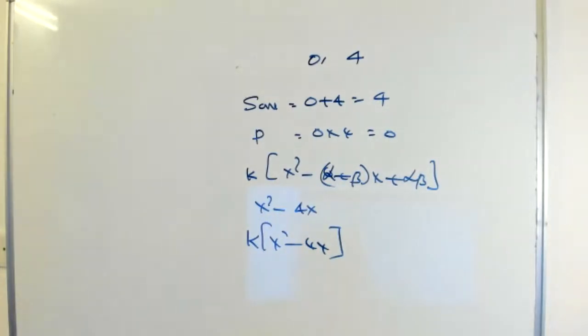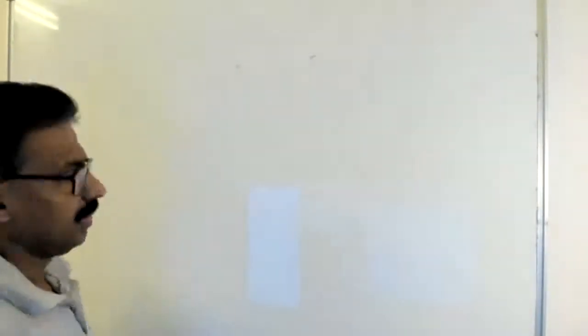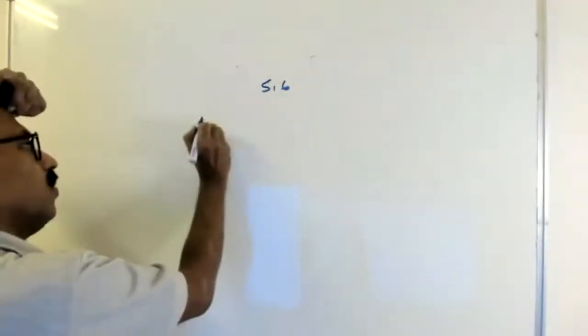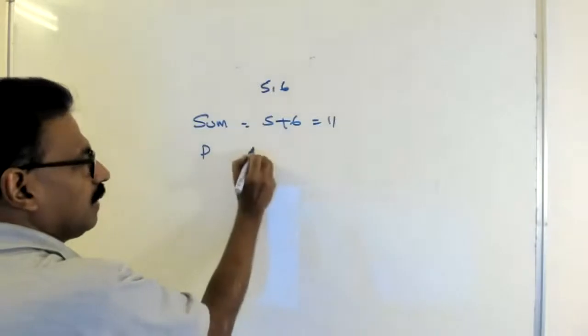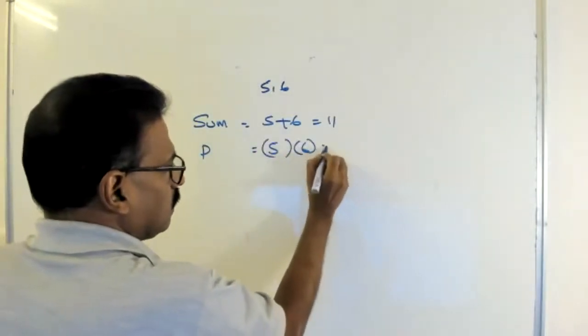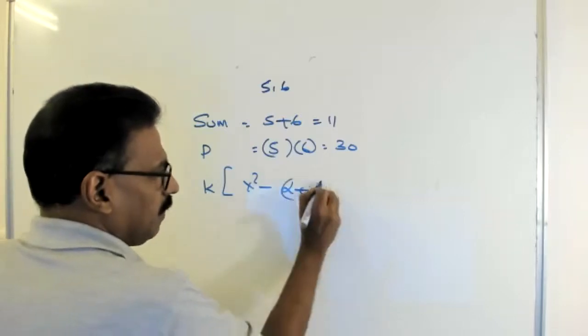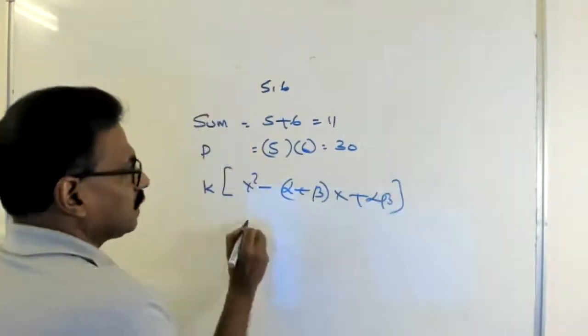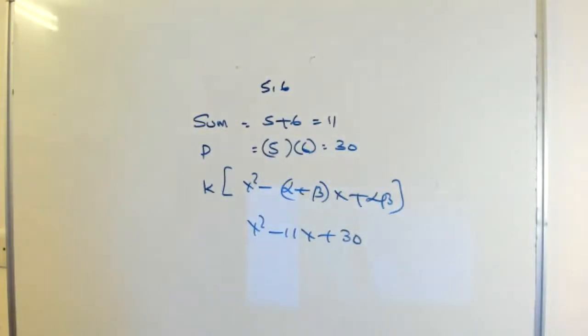What are the zeros I gave? Five and six, right? Yes, sir. Okay. Look, I gave five and six. So sum equal to 5 plus 6 equal to 11. Product 5 into 6, 30. So polynomial k into x square minus alpha plus beta into x plus alpha beta. So first is x square minus 11x plus 30, one of the polynomials. Then k into x square minus 11x plus 30. Okay, I have finished, all right?